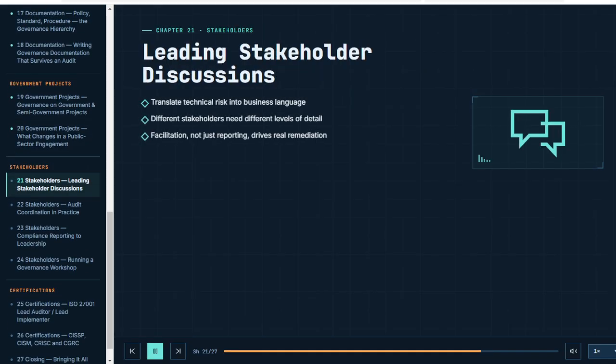Leading a stakeholder discussion means translating technical risk into business language. Different audiences need different levels of detail, and real remediation comes from facilitating a conversation, not just handing over a report. In summary, translate technical risk into business language. Different stakeholders need different levels of detail. Facilitation, not just reporting, drives real remediation.